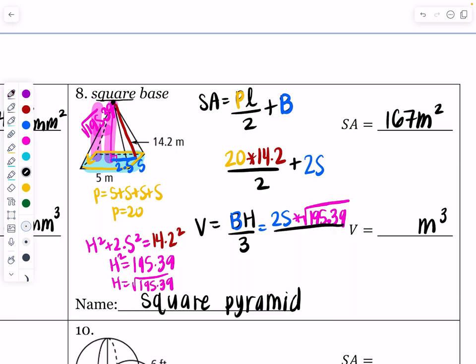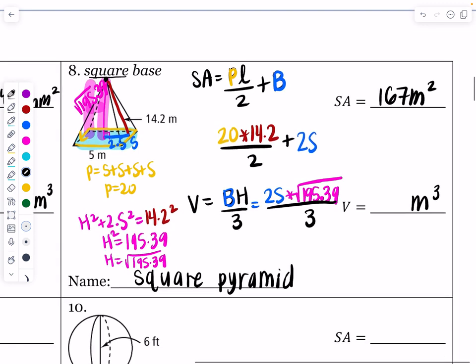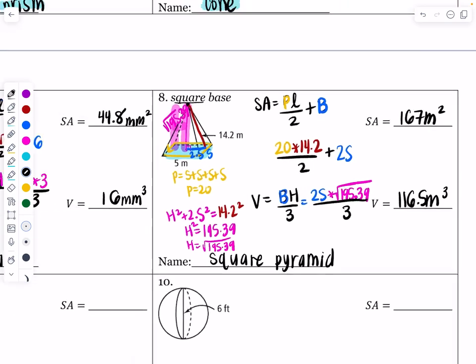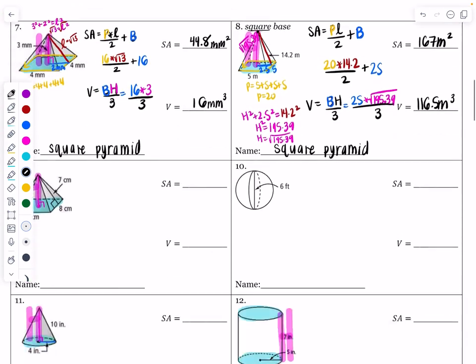And we're going to divide that by 3. So I'm going to do square root of that. Square root of 195.39. If you round it, it's about 13.9, but round up to about 14. And then times 25, and then divided by 3. So for me, that is going to give me a volume of about 116.5. If you rounded your height, it would be 116.7. But we don't round until the very, very, very end.